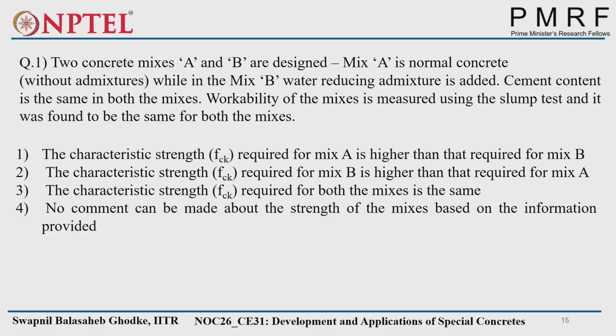So two concrete mixes are there, A and B. Mix A is normal concrete without admixture, and mix B uses water reducing admixture. Cement content is the same in both the mixes. Workability of the mixes is measured using the slump test, and it was found to be the same for both the mixes. So what will be the answer? Which concrete will have the highest characteristic strength?